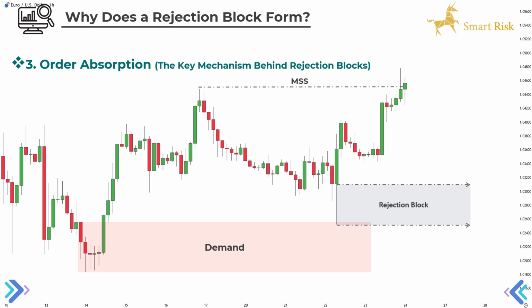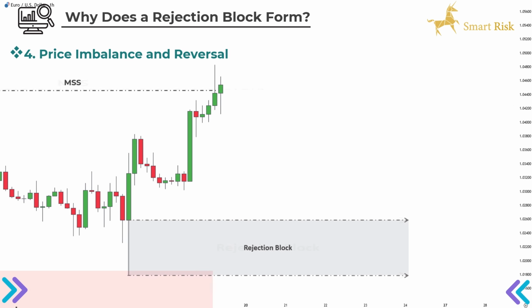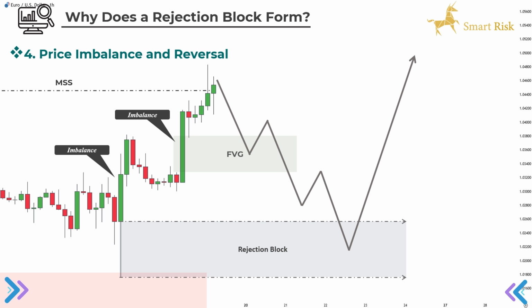After price reaches the liquidity zone, smart money starts absorbing orders. For example, if price reaches a key demand zone, institutions flood the market with buy orders, absorbing all remaining sell orders. As a result, price fails to continue lower and gets rejected, forming a long wick. Price imbalance and reversal. After rejection, price often moves away rapidly, creating an imbalance due to a lack of opposing orders. This imbalance acts as a magnet for future price movements, meaning price is likely to return to the rejection block before continuing in the new direction.